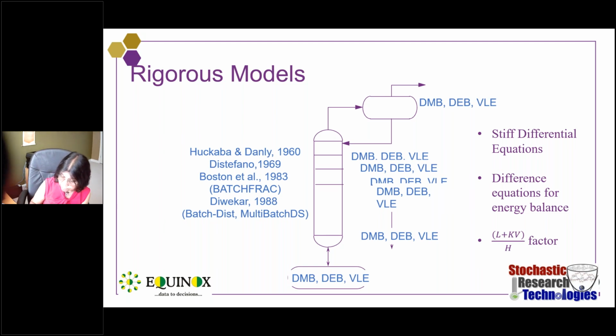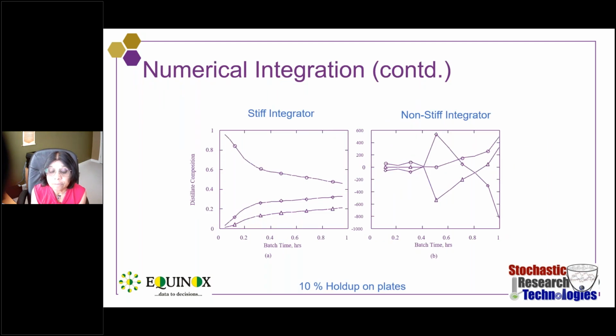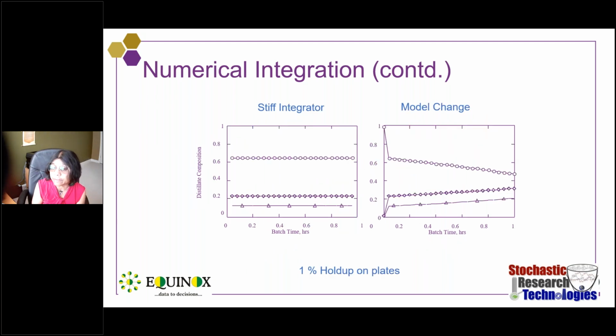Okay. What happens if you don't use a stiff differential equation solver? You will see here that (L + KV)/H is the ratio. I'm taking a really large holdup, say 10% holdup on plates, and this is a three component system. You will see that on the left hand side you get smooth profiles and distillate composition between 0 and 1, while if you use a non-stiff integrator, you actually get negative composition. This can happen in ChemCAD's model because they don't use a stiff differential equation solver. But even with a stiff integrator, this can happen if the (L + KV)/H factor is very high.